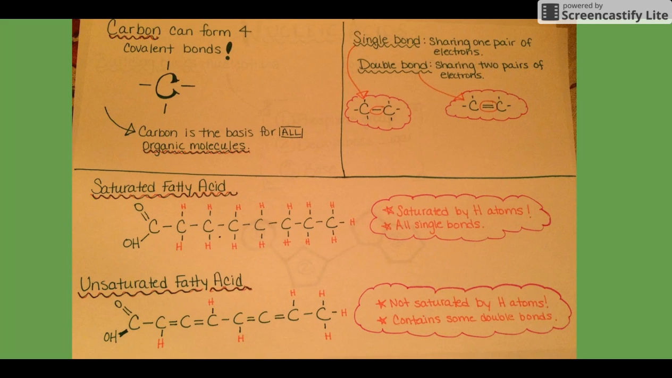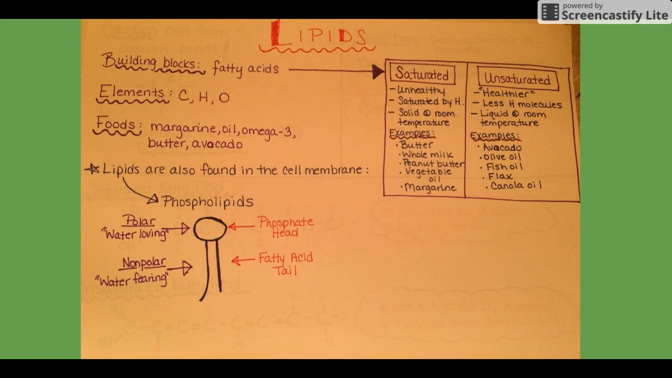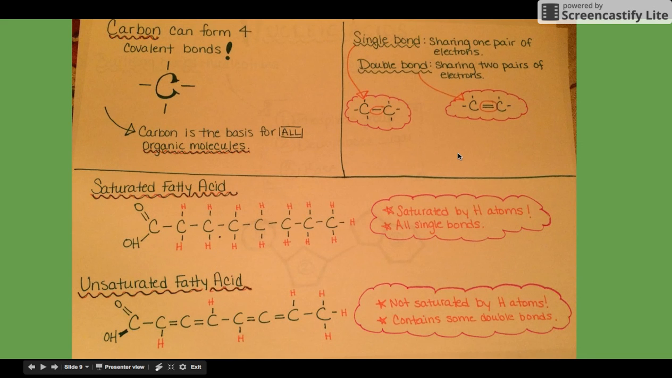So if we talk about the structure of these saturated versus unsaturated up here, we kind of need to talk about carbon first of all. So carbon can form 4 bonds, and we're talking about covalent bonds here. Now remember, covalent bonds are when carbon shares electrons with another atom. So it can share basically 8 electrons, because each one of these means it's sharing 2 electrons. And carbon is the basis for all organic molecules. So that makes it a very versatile element.